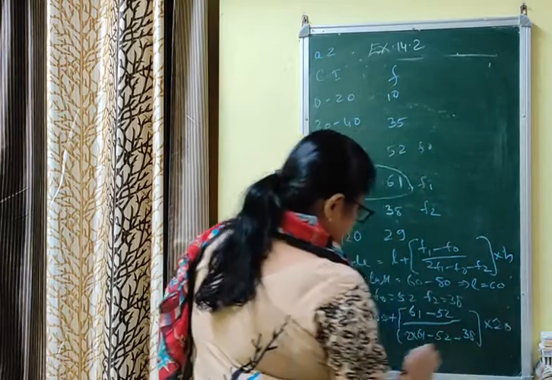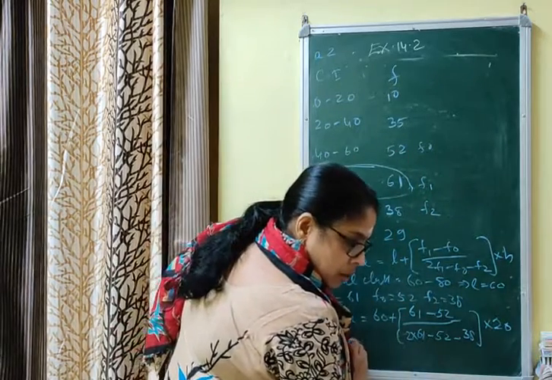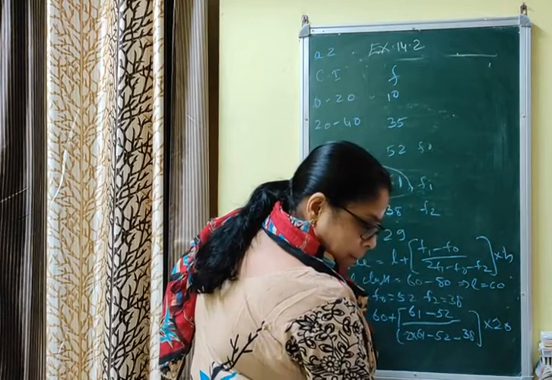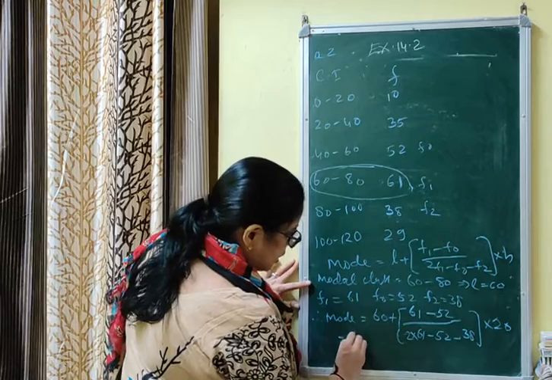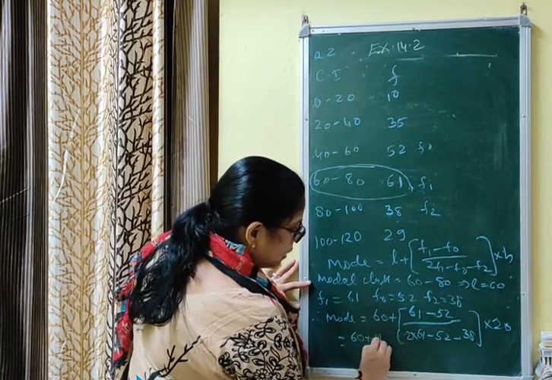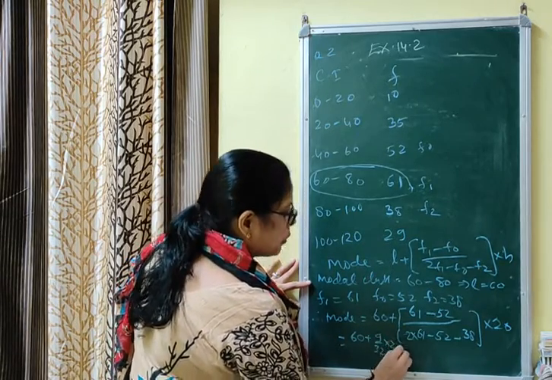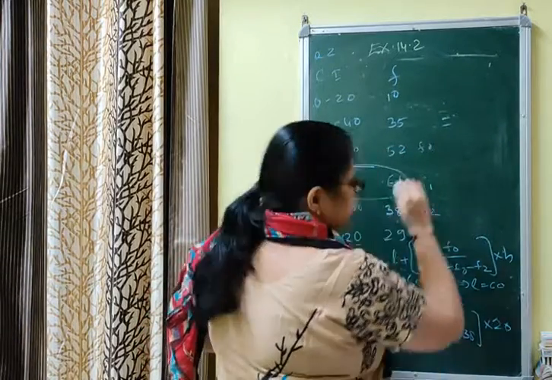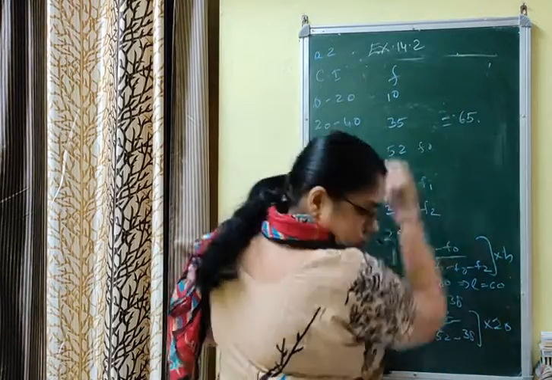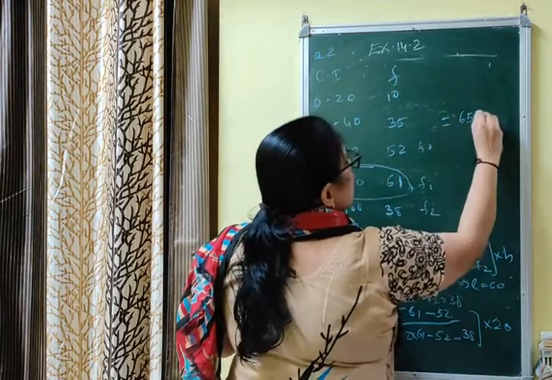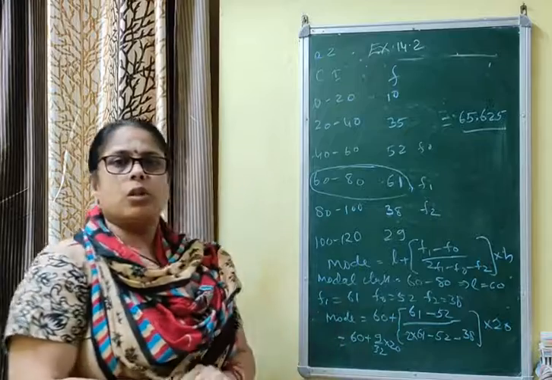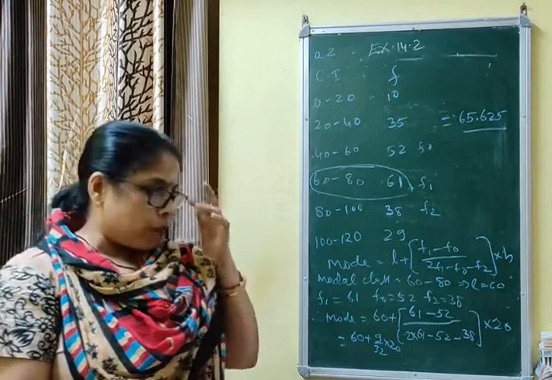Now if you solve this, I am writing directly, you will get 60 plus 9 by 32 into 20. If you solve it, you will get 65.625. In this way, you can find all the questions in which you are asked to find the mode.